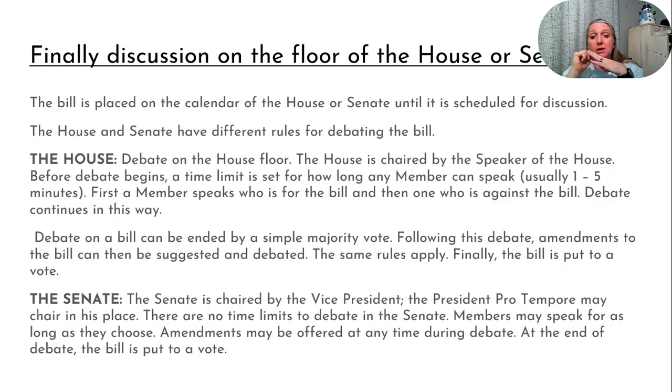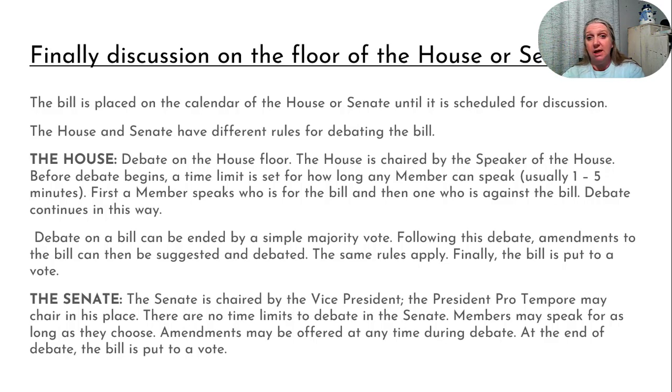And the debate on a bill can be ended by a simple majority vote. They can take a vote: we're ready to vote, we're ready to close the debate session on this, and it takes a simple vote. Following the debate, the amendments to the bill, if there are any, can then be suggested and debated. Again, this has to be approved by the Rules Committee.